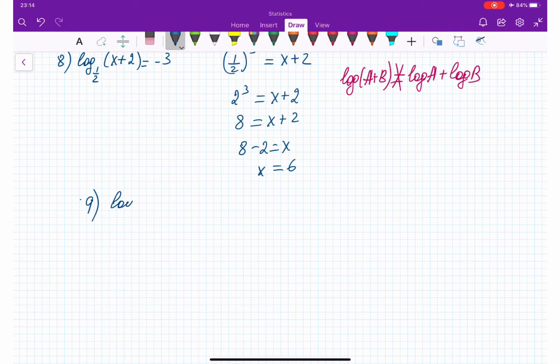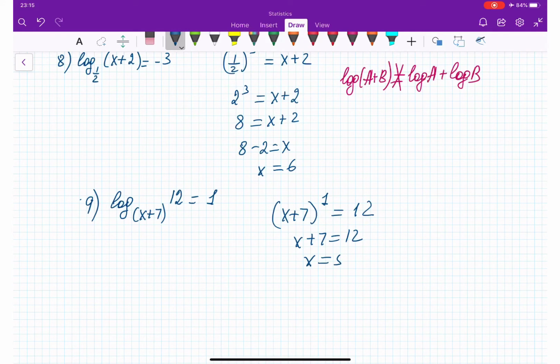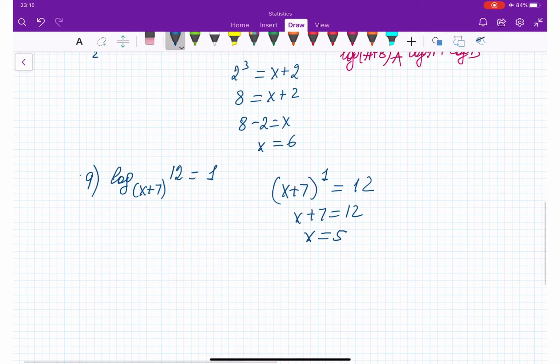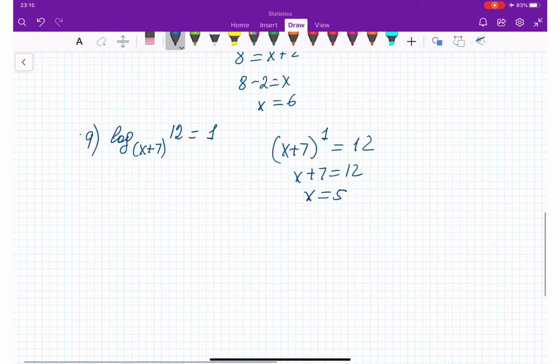Question number 9. Log of x plus 7 for base 12 is equal to 1. Okay, what does that mean? x plus 7 to the power 1 is equal to 12, which means x plus 7 is equal to 12, x is equal to 5.